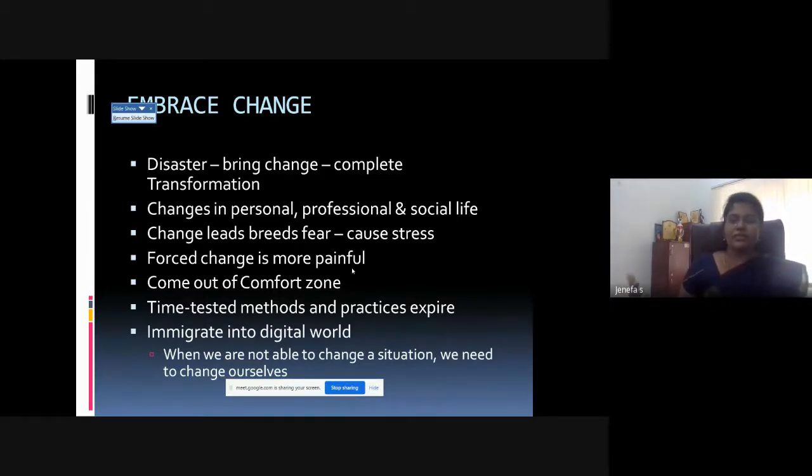So as teachers, we should lead from the front. Okay, only then our students will follow. So any disaster will bring change, right? The COVID-19 pandemic has changed all aspects of human life completely, right? So as I said, change will always lead to some fear, some uncertainty, some anxiety, right?